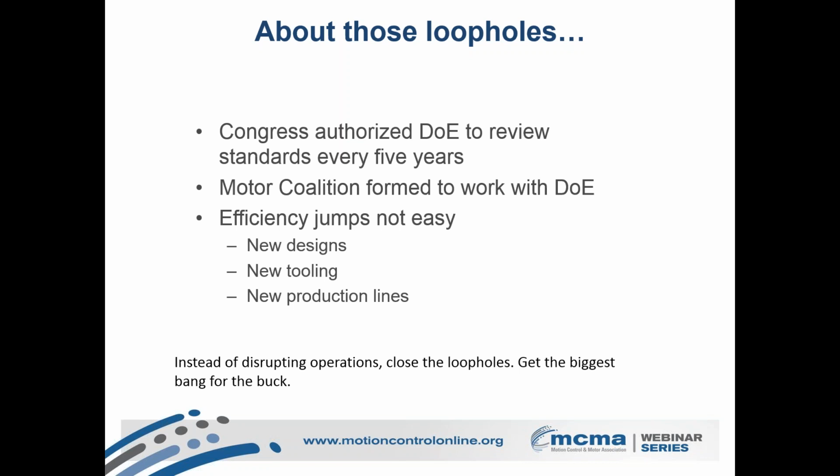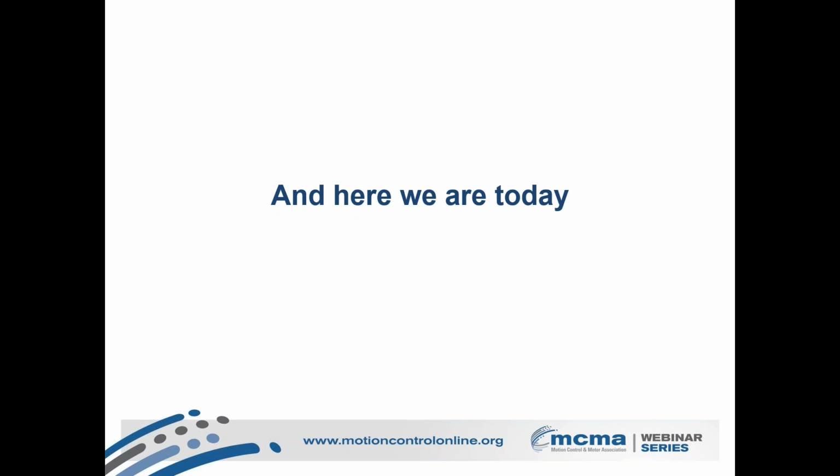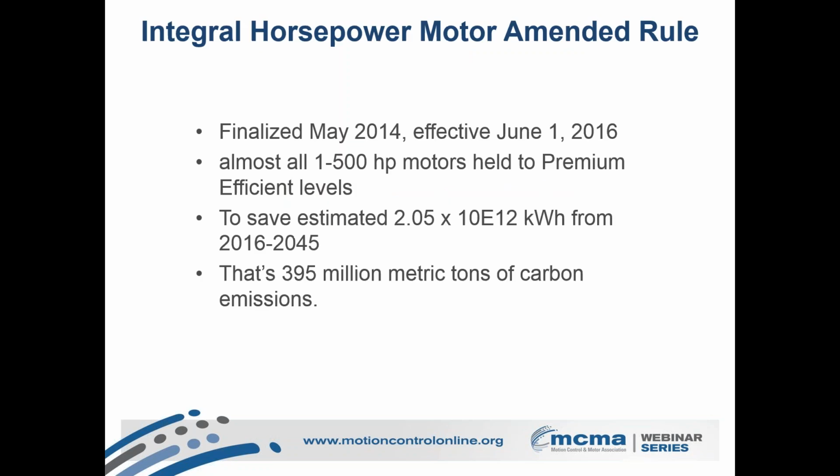So they developed this coalition that volunteered to work with the DOE, said, hey, you know what, instead of just jumping up to the next level of efficiency, how about if we cut off a bunch of those loopholes? Because right now there are more motors that are exempt than not. So let's get in there and start smacking things around. So that was the next level. And yes, here we are today at the Integral Horsepower Amended Motor Rule.